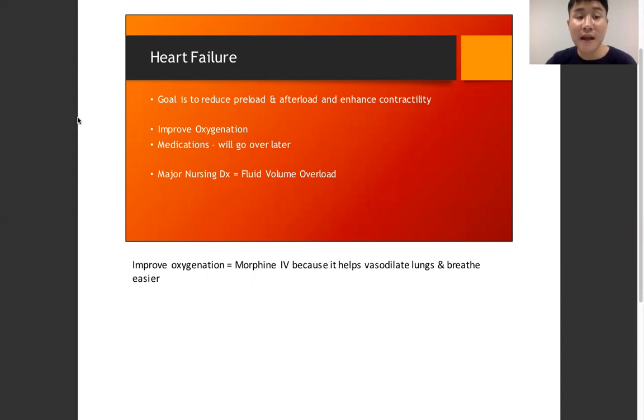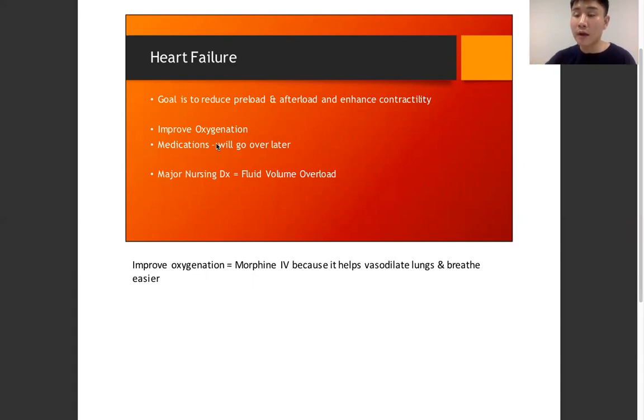What is preload versus afterload again? Sure, preload is the total volume of blood that goes into the heart. So the blood goes from the superior and inferior vena cava to the right side of the heart. Those are called preload. And we don't want the preload to be too high, because too much blood going to the heart causes the heart to work harder and pump harder. And if the heart has to pump so hard, it can lead to weakening of the muscle and causes heart failure. So that's why we want to reduce the preload.